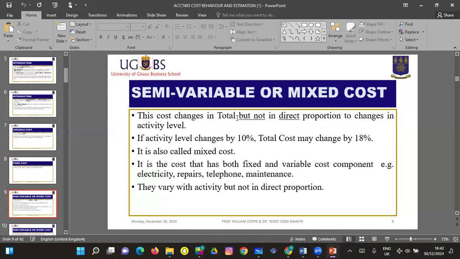Okay, so semi-variable cost or mixed cost. This cost changes in total, but not in direct proportion to changes in activity levels. If activity levels change by 10%, total cost may change by 18%. It's also called mixed cost. It is the cost that has both fixed and variable cost components. Examples are electricity, repairs, telephone, maintenance. They vary with activity level, but not in direct proportions.